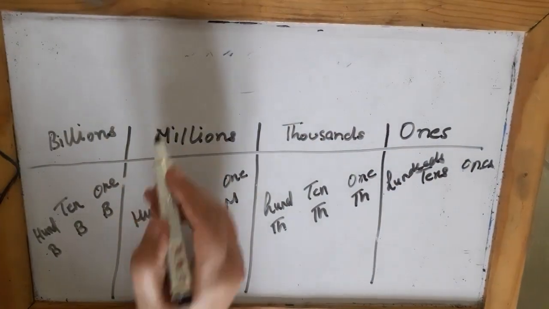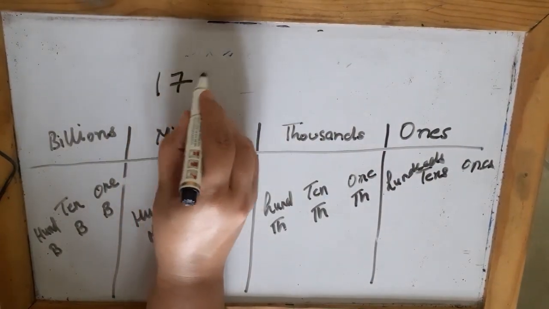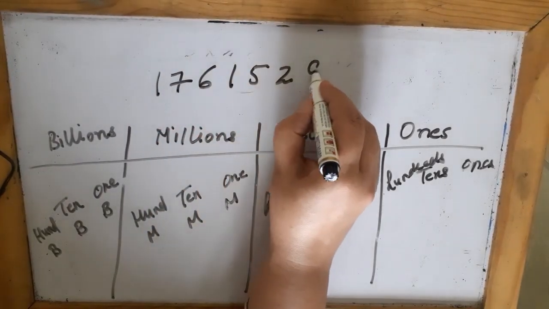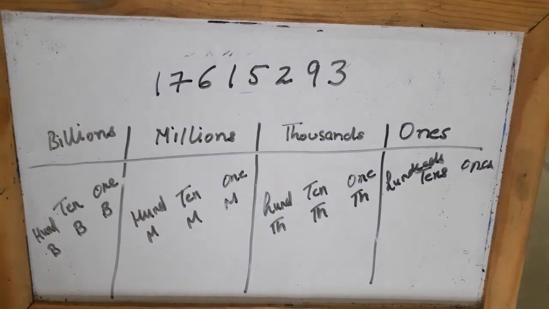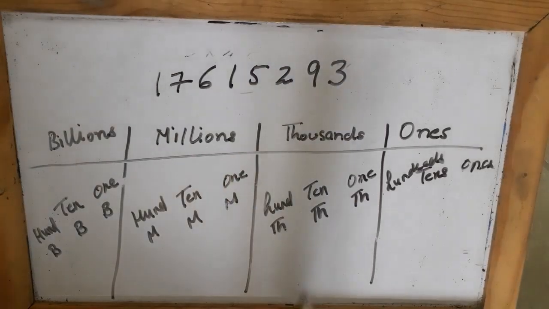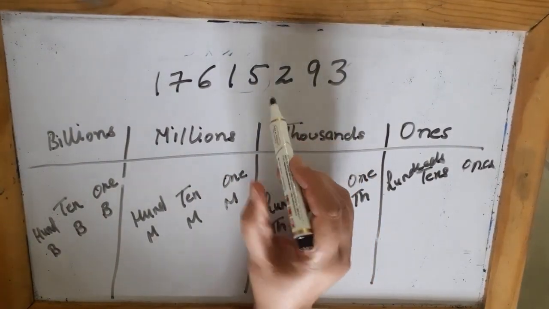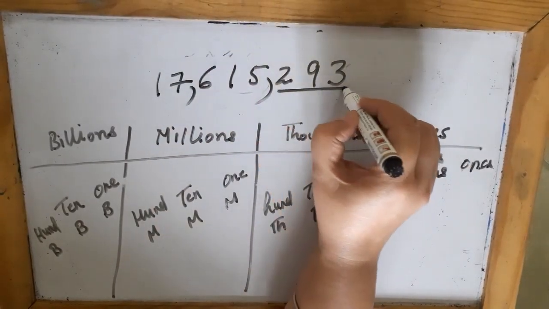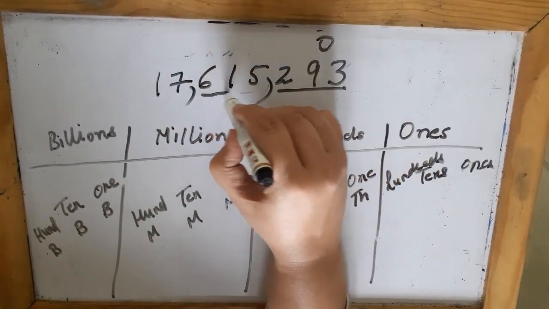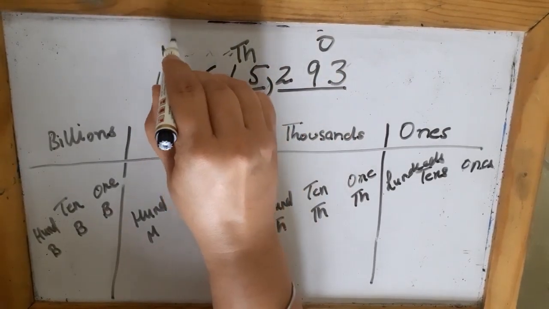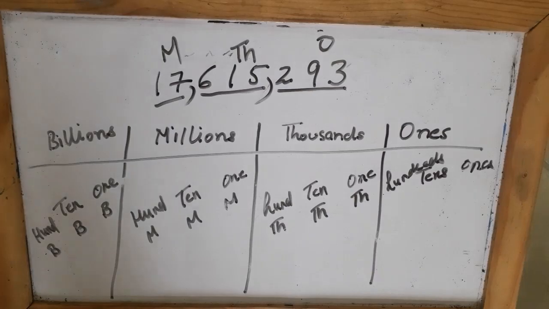Now let me take one more example. Suppose I take the digits 1 7 6 1 5 2 9 3. Now let me put the commas first. According to the international system we put the commas after every 3 digits. Now these 3 belong to the period ones, these 3 belong to the period thousand, and these 2 belong to the period millions.